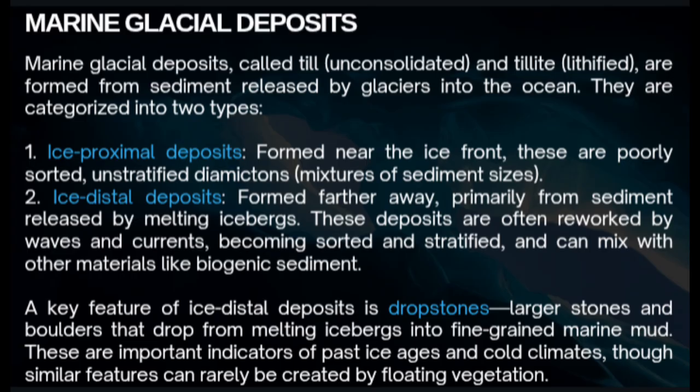So the second one is ice distal deposits. It is formed farther away, primarily from sediment released by melting icebergs. These deposits are often reworked by waves and currents, becoming sorted and stratified, and can mix with other materials like biogenic sediment.